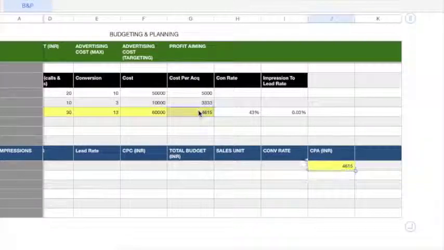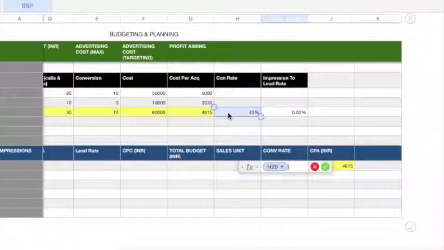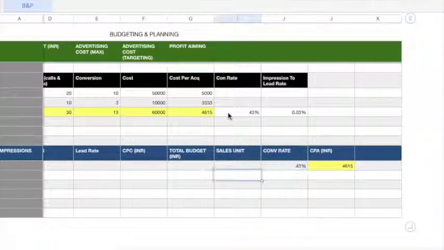Fine. Conversion rates. Yes, we have conversion rate from walk-ins, which is this 43%. So if 100 people walk in or inquire, 43% actually buy my product or take admission in my school. So if conversion rate is 43%, what is the number of sales or admissions that we're looking at? We're looking at 13. So just put 13 here.